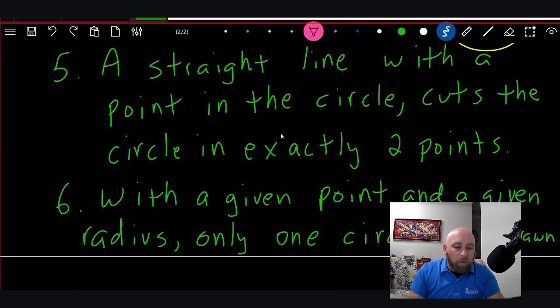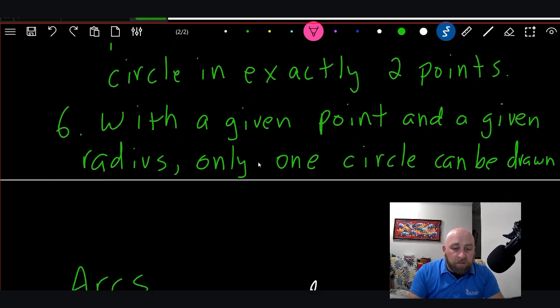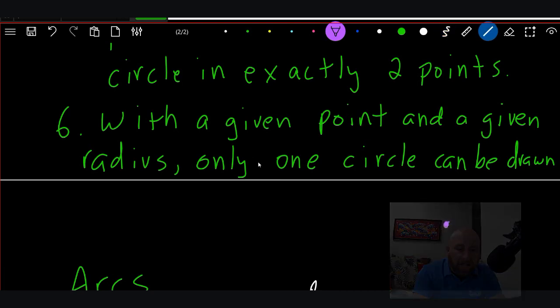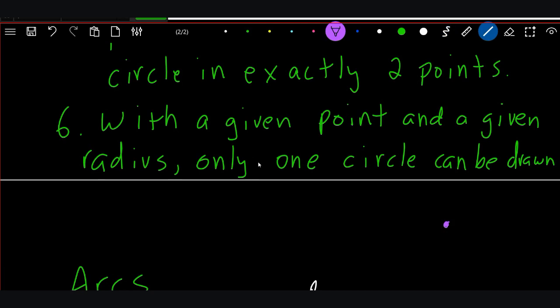With a given point and a given radius, only one circle can be drawn. So in other words, let's take a given point. So here is my given point. Here is my given point, and I can say, okay, my radius is 3 inches. Well, I can only draw one circle with that. So basically, I can only draw a circle with that radius, and it's not perfect, but, deal with it.